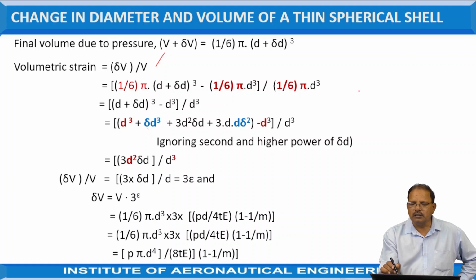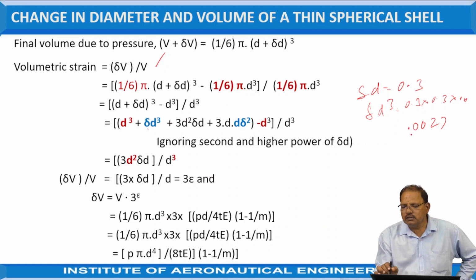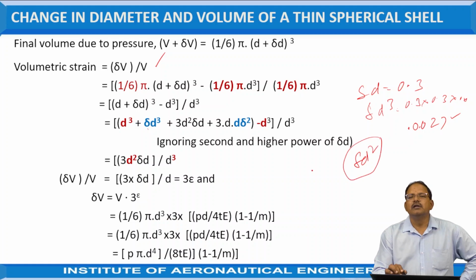Here delta D, in a previous problem, we had taken 0.3. So delta D cube is equal to 0.3 into 0.3 into 0.3, which is equal to 0.027. This value is very small when compared with the diameter, and generally the delta D square terms are neglected when compared with the original dimensions.